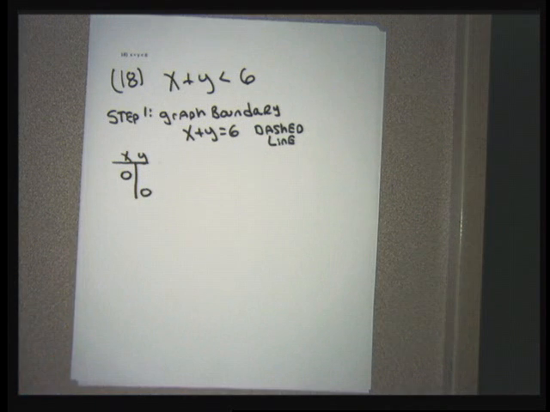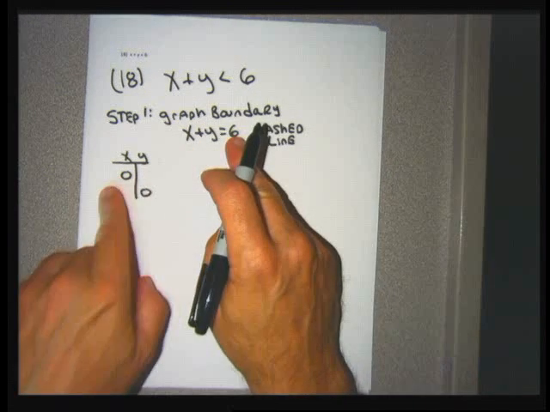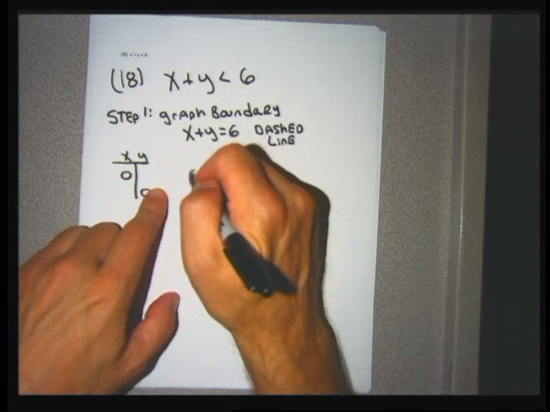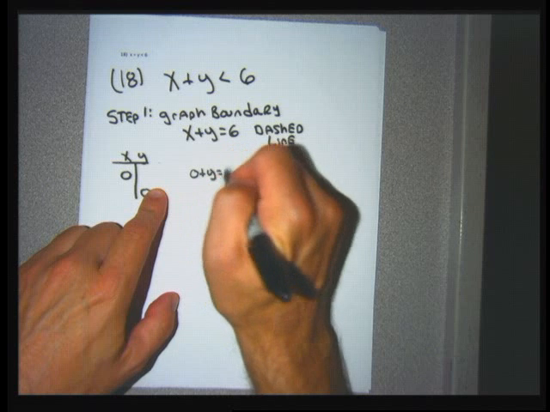So for each of the inequalities that have both x's and y's, I'm going to start off by graphing the boundary. It's going to be a dashed boundary if you don't have the or equal to. It's going to be a solid boundary if you have the or equal to. And it's going to be best to find the intercepts. So if into the boundary I put 0 for x, I'd go 0 plus y equal to 6.